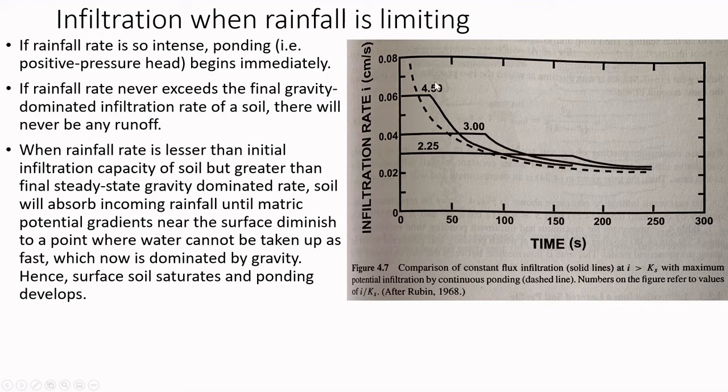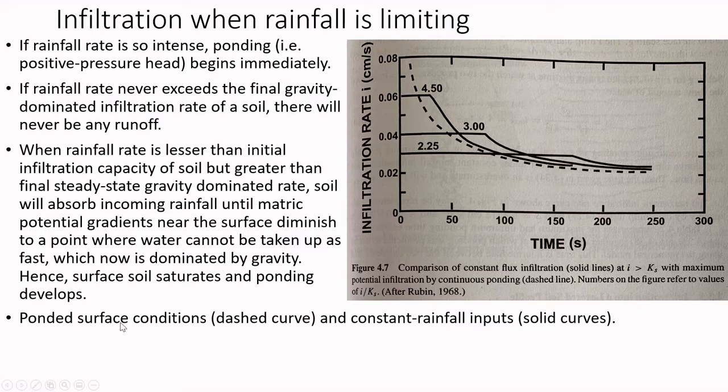So the same thing happened at different infiltration, we call that different rainfall, for example, 4.5, 3.0, and 2.25, which is given by I over Ks. The I might be very high for 4.5, and the I is very low for 2.25. So that's what the figure means. So the ponded surface condition, the dash curve. This dash curve means water ponding on top of the soil.